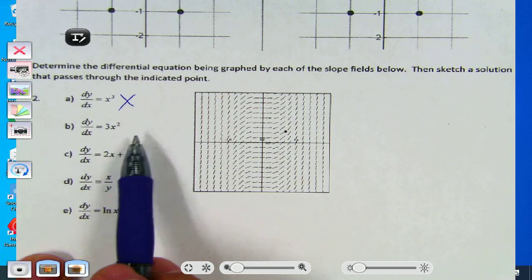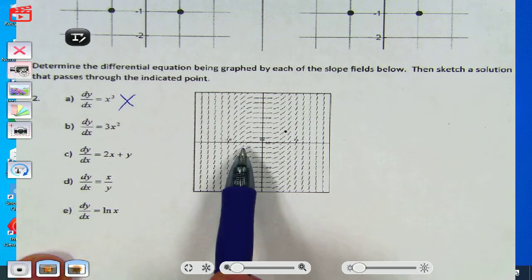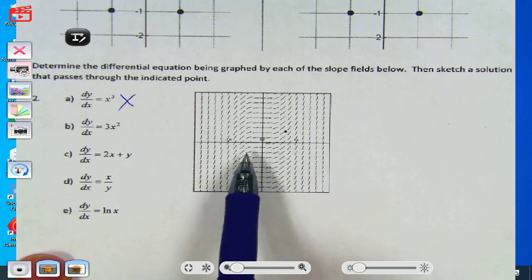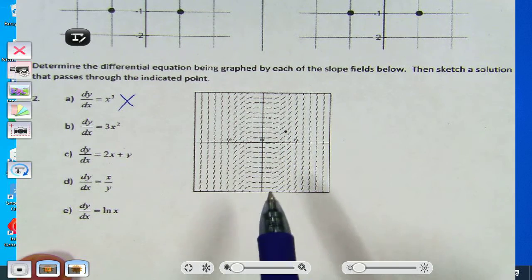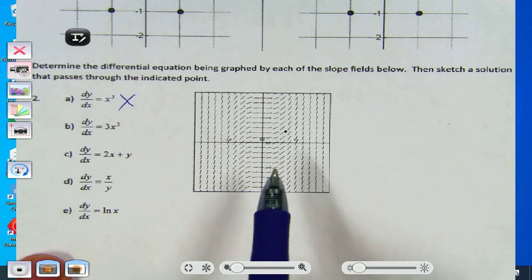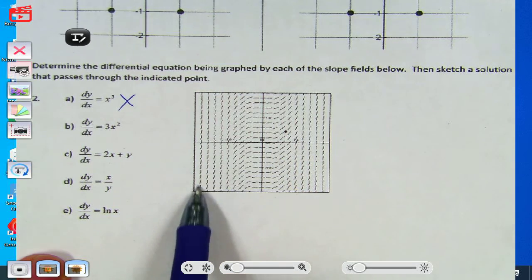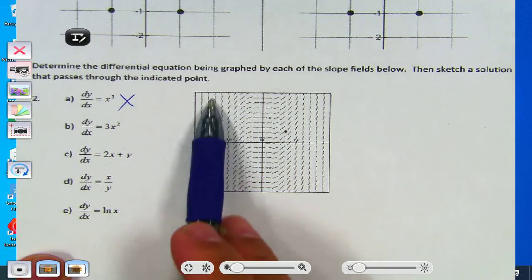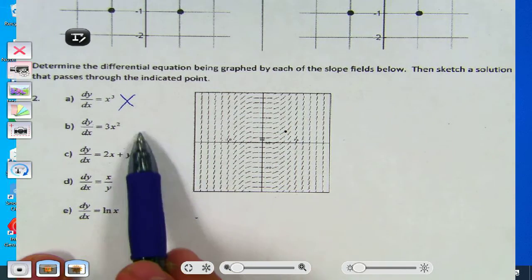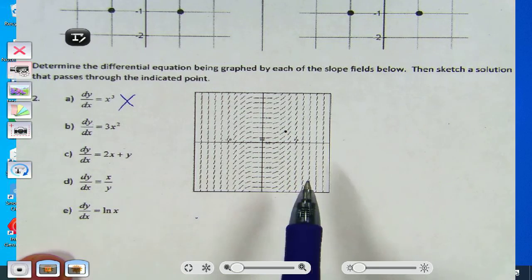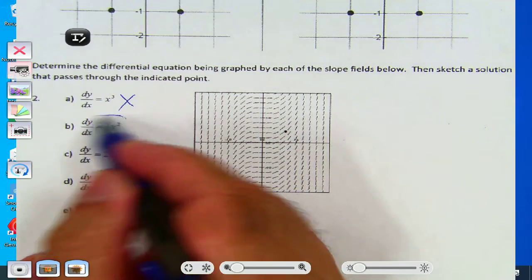Alright, so how about 3x squared? I thought that since it's the derivative, it's referring to the cube function. Very good. Yes, that's a good call. So it's B. Why is that B? Notice y has no effect on these lines, right? It's only affected by the x value. So that's why it suggests that there is no y in the differential equation. So the answer is B.